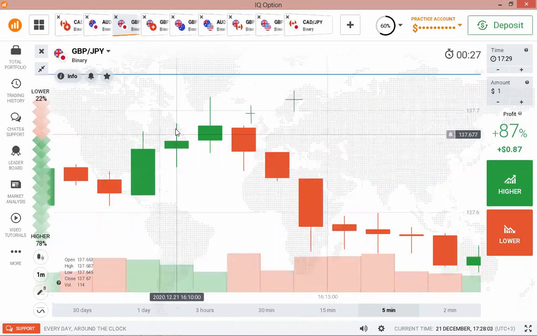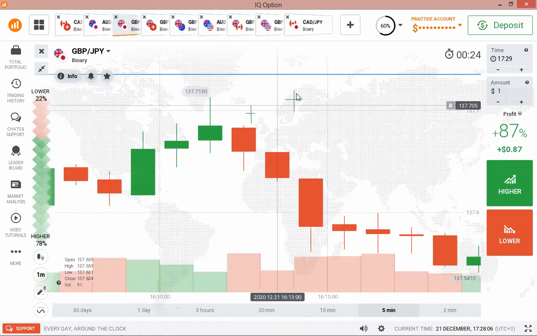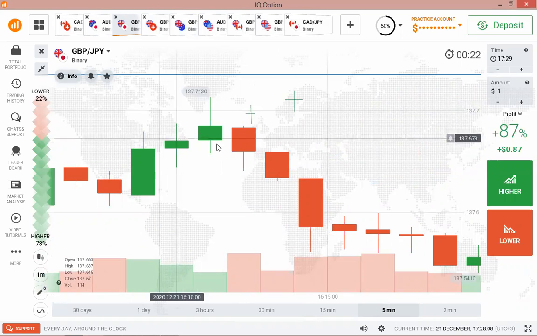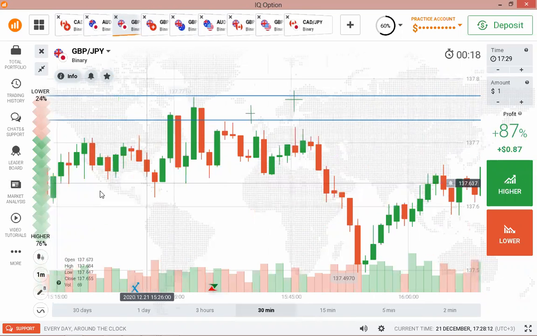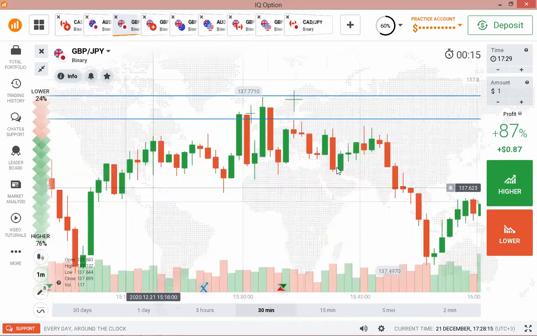This is a long leg spinning top. That's a long leg doji candlestick. This is not the correct spinning top. The correct spinning top is like this, but these are still part of the spinning top family.